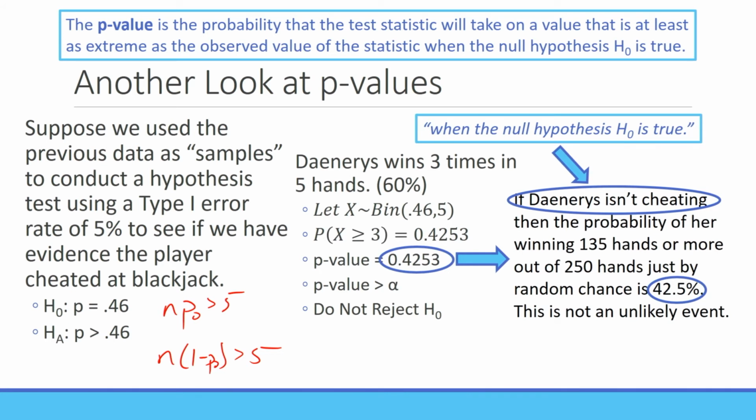So again, what is the probability of Denarius winning 3 or more hands out of 5? Well, that would be the probability of x being greater than or equal to 3, which is about 42.5%. So again, something that occurs 42.5% of the time is not an unlikely event.